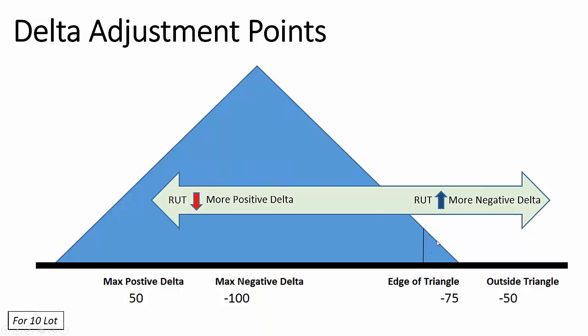If we're in this area here, the edge of the triangle, we're minus 75. So meaning if we get to minus 85, we need to make an adjustment. If we're outside of the triangle here and our delta is, let's say, minus 65, which would be over minus 50, then we would need to make an adjustment.